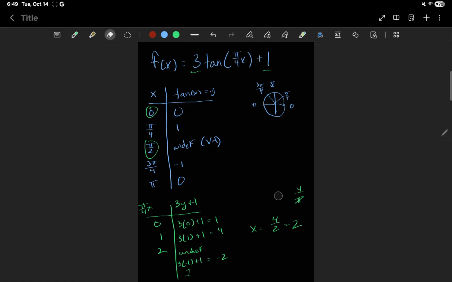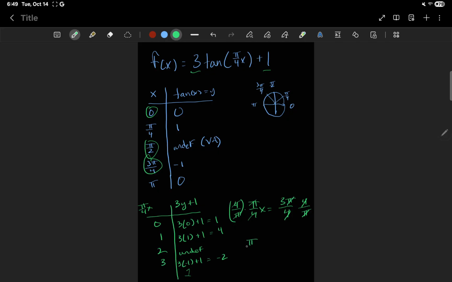So let's set this up again. The next one, we're going to do pi over 4x is equal to 3 pi over 4. So now I'm using this guy. To get rid of pi over 4, we multiply by 4 over pi. The pi's cancel, the 4's cancel. If we multiply it to one side, we have to multiply it to the other. 4's cancel, pi's cancel, just leaves us with 3.